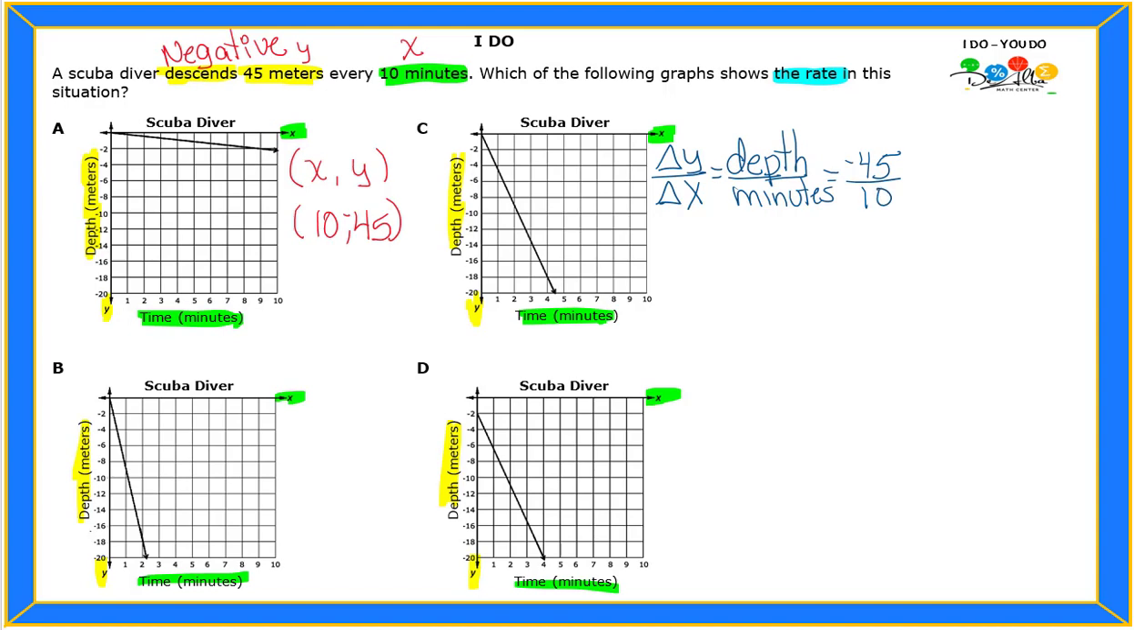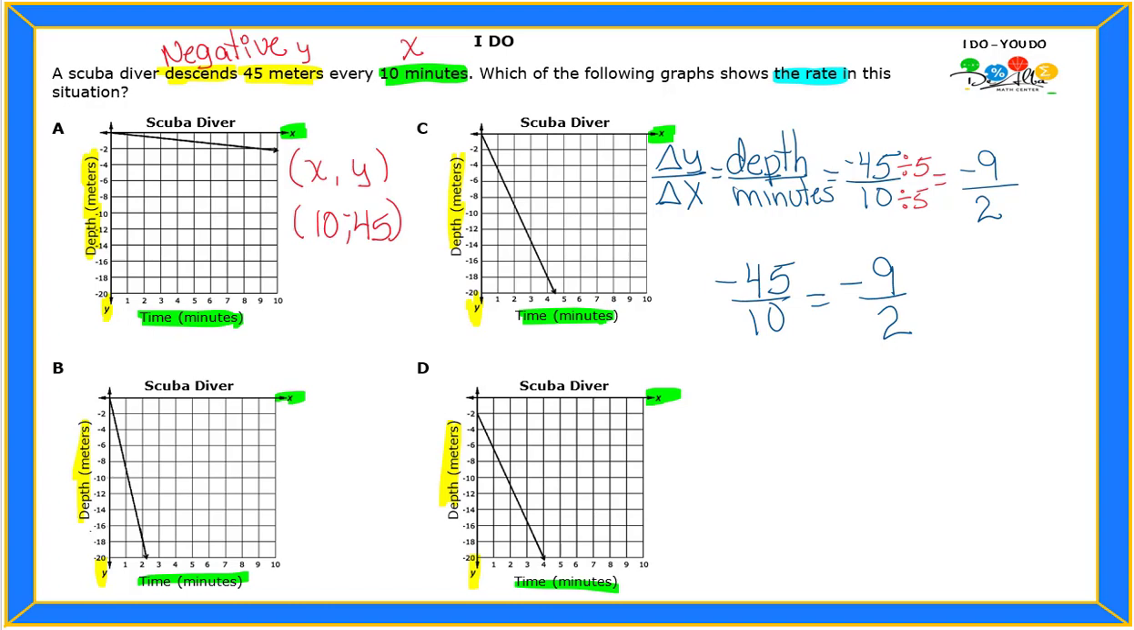I am going to go ahead and simplify those numbers. So I am going to divide by who? What number can divide both of them? 5. Very good. Okay. So I will get negative 45 divided by 5 is negative 9. And 10 divided by 5 is 2. So I see two equivalent ratios right now. Negative 45 over 10 and negative 9 over 2.